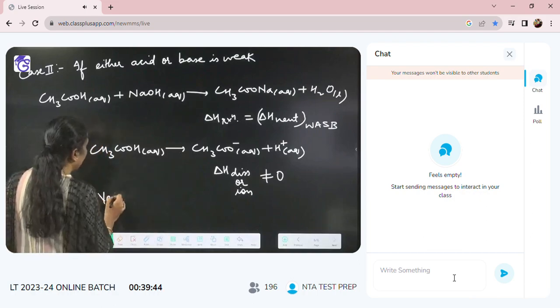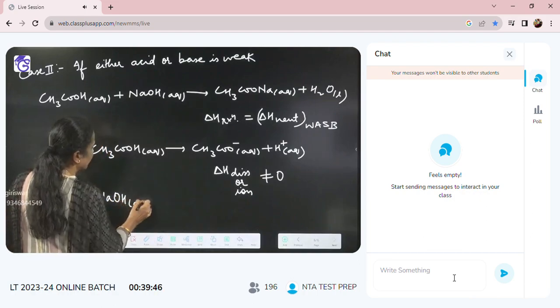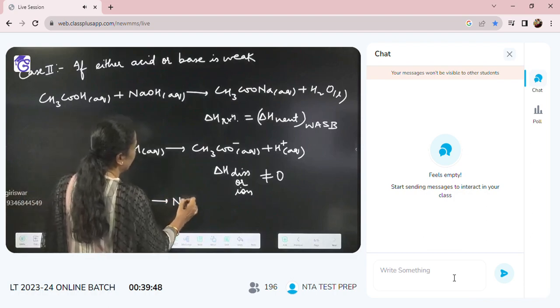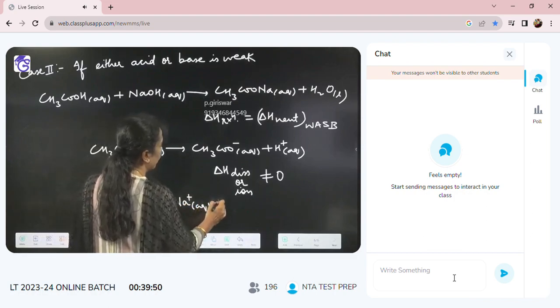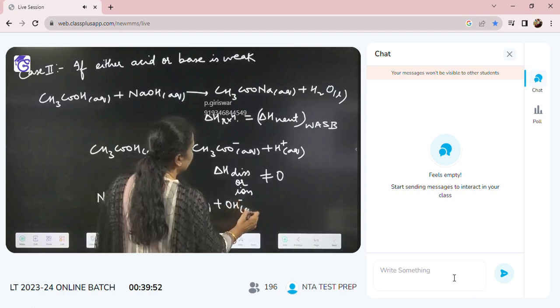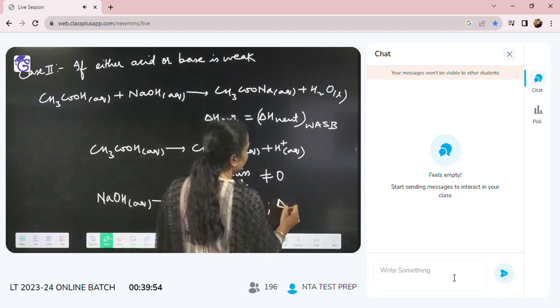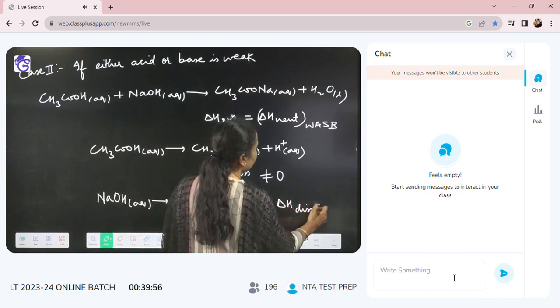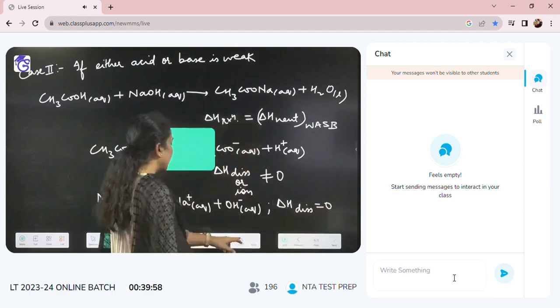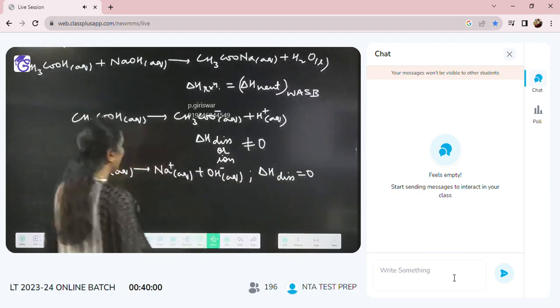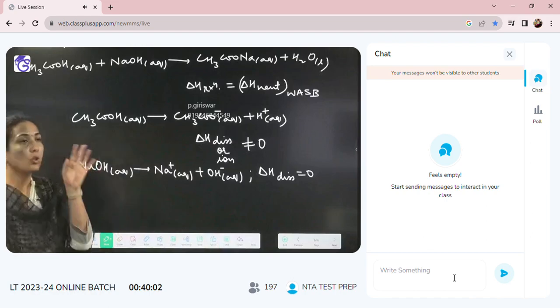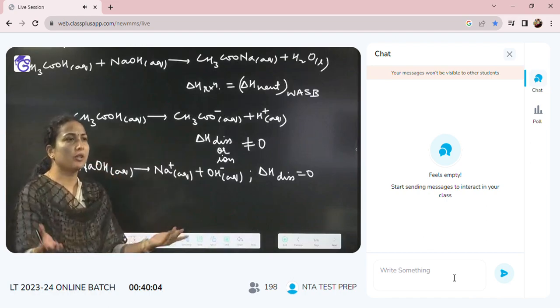Similarly, if I have NaOH aqueous, this is already a strong electrolyte. It will already be dissociated 100%. So in this case, I am not supplying any energy for breaking it down. So delta H dissociation is zero. I'm not saying less, it is zero because you are not supplying any energy. It is already broken, right?